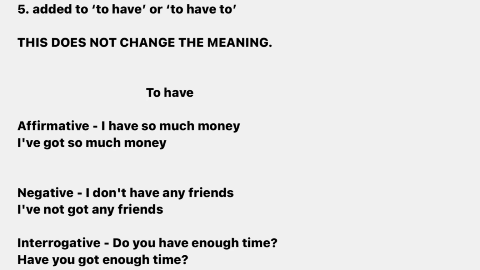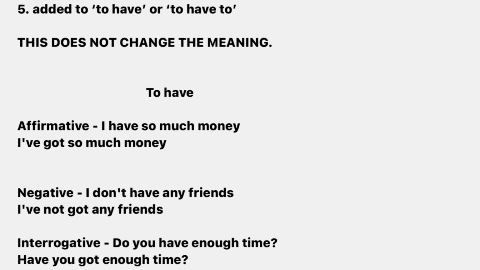So let's look at to have first. I've got examples of the affirmative, the negative, and the interrogative. I have so much money. I wish this was true. I've got so much money. So we contract the I have. I've got. We cannot use the contraction without got in this case. I've so much money doesn't exist. So I have so much money or I've got so much money.